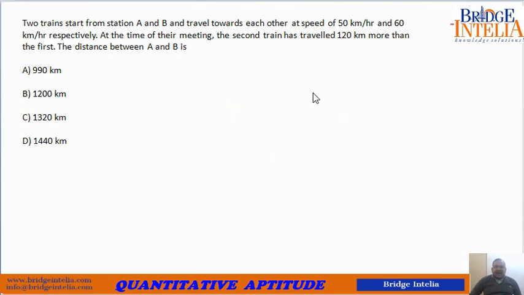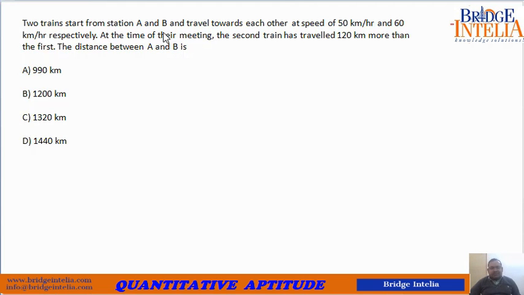Two trains start from station A and B and travel towards each other at a speed of 50 kilometers per hour and 60 kilometers per hour respectively. At the time of their meeting, the second train has traveled 120 kilometers more than the first. So the distance between A and B is equal to what? A good question. Let's solve this.